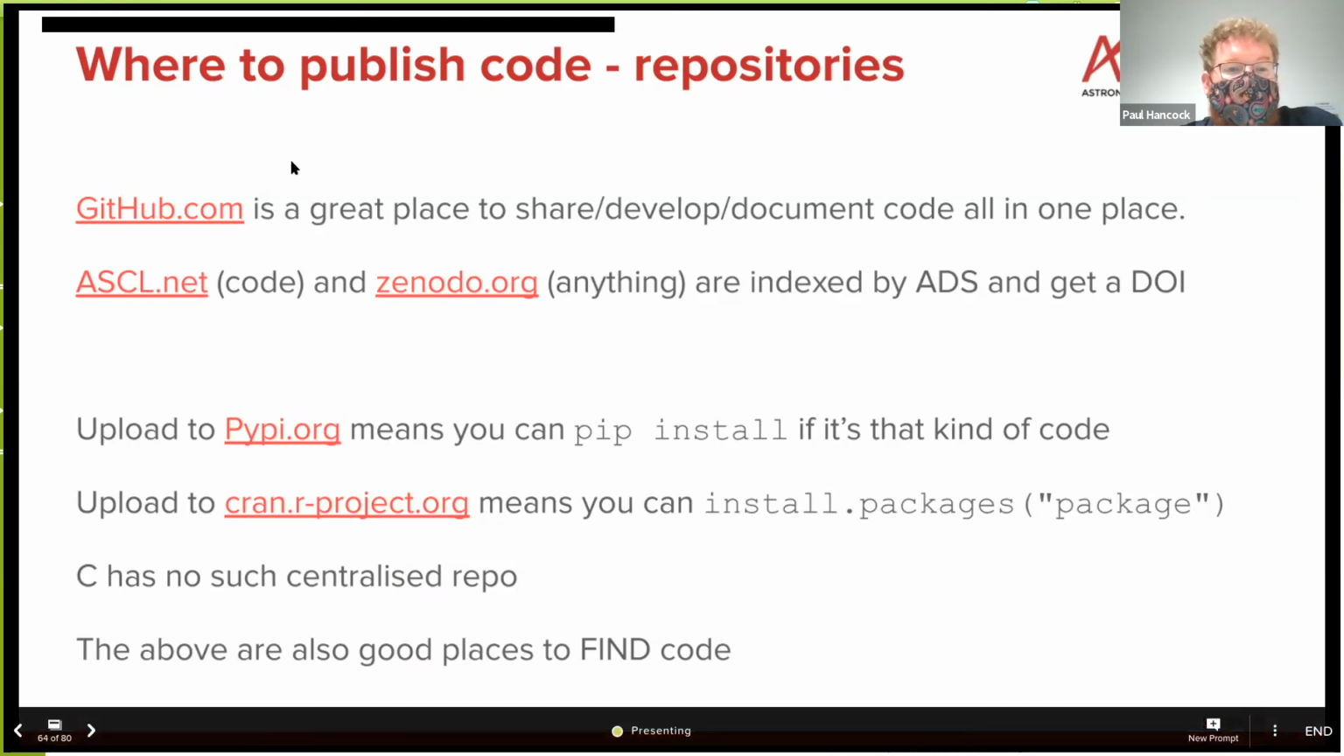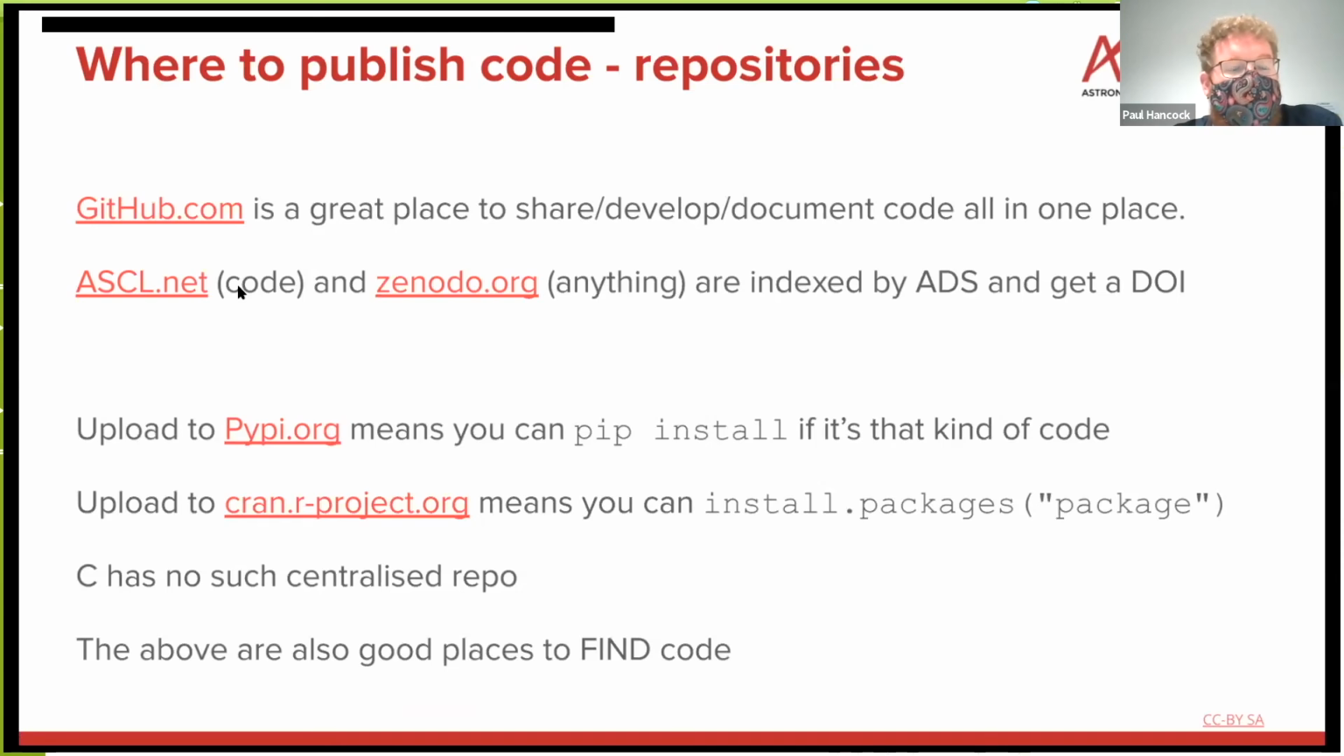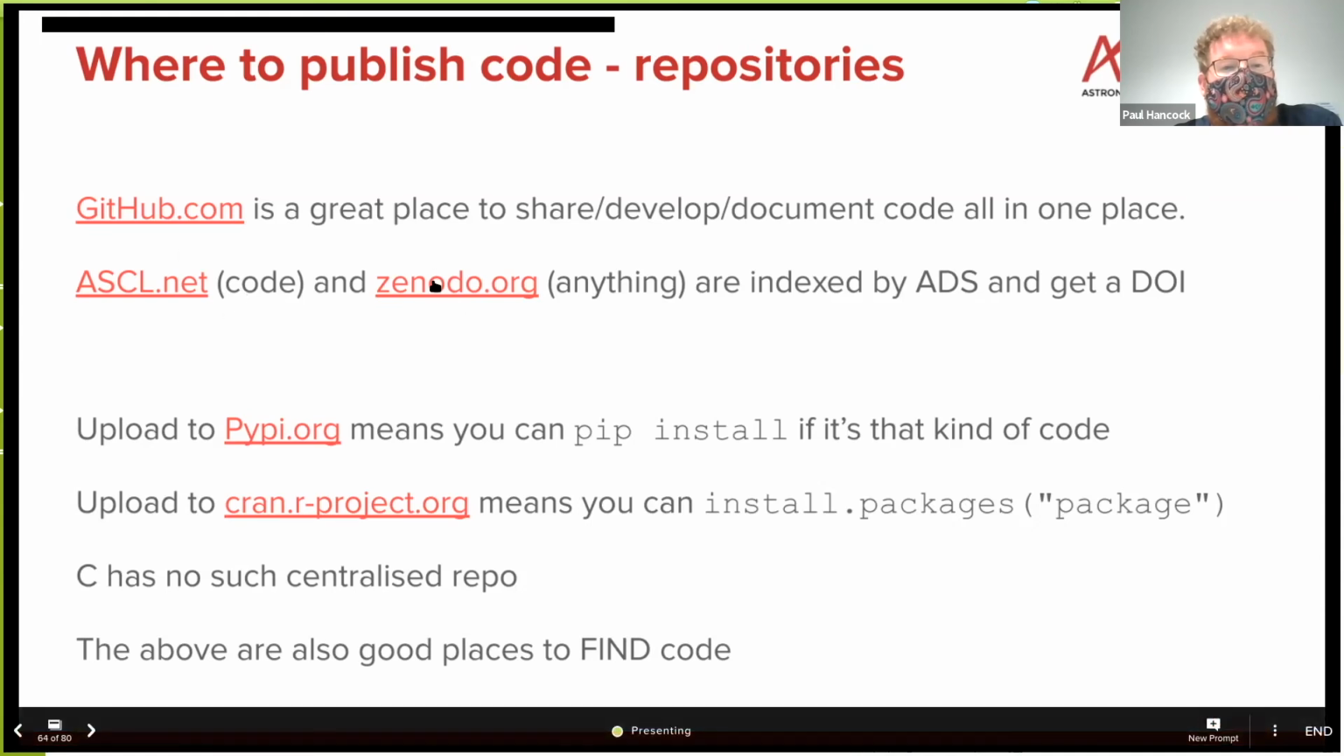Apart from writing papers, you want to put your code on repositories. So GitHub, GitLab, places like that are all good to share, but also good to do the development and documentation of your code all in one. The Astronomer's Source Code Library, ASCL.net, is a place where you don't put your code, but you put a short description of your code. And it generates a DOI and it gets indexed by ADS, so people can cite that. Similarly for Zenodo, Zenodo will let you put even just data. If you want to publish your data as well, you can put it on Zenodo, and that will get a DOI that people can cite.